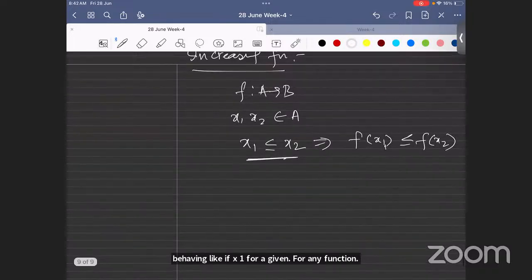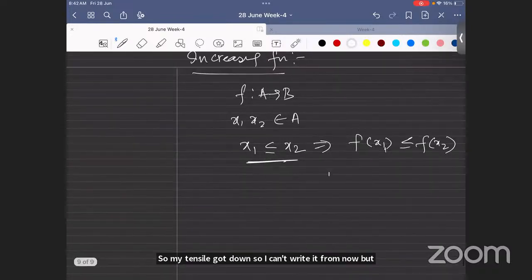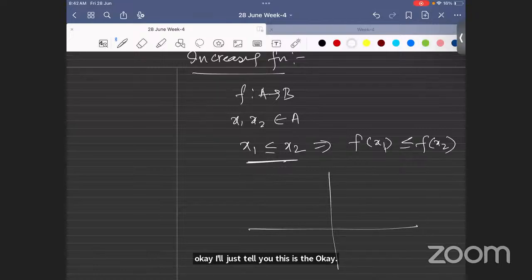My pencil got down, so I can't write from now. Okay, somehow I'm able to write it, but it keeps blinking, so it'll go down. So for this case itself, we can just think of it for any one.